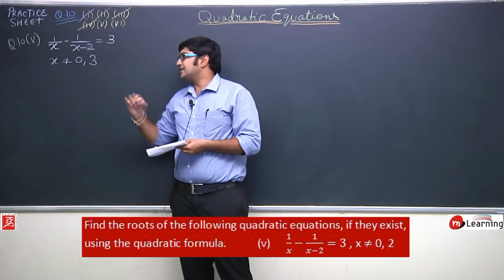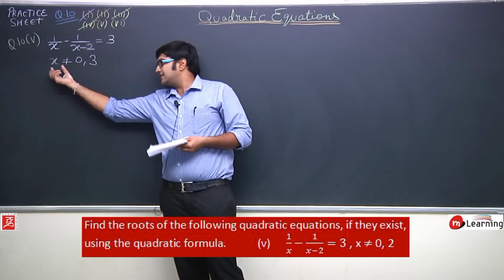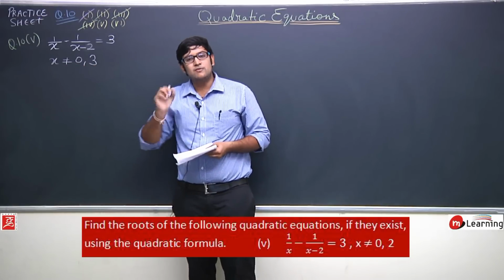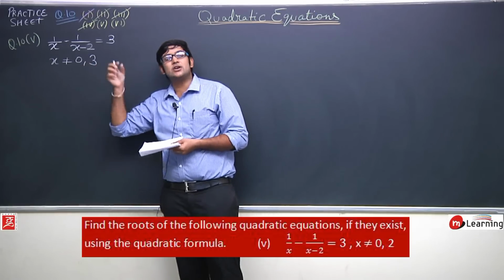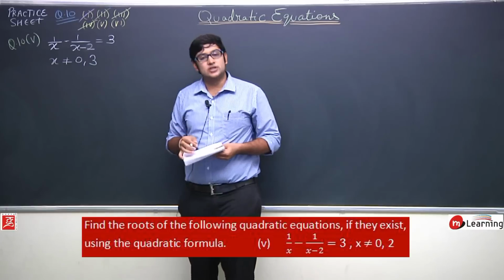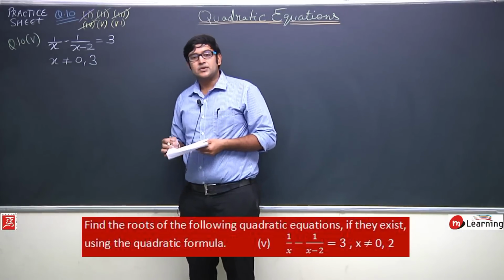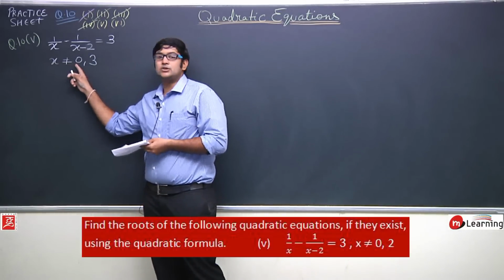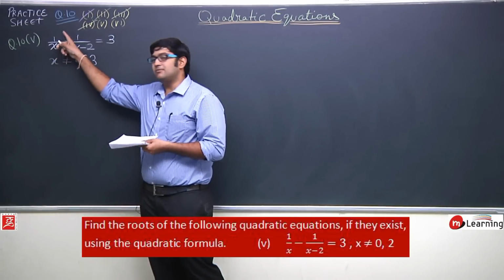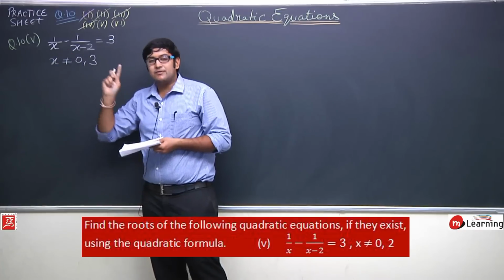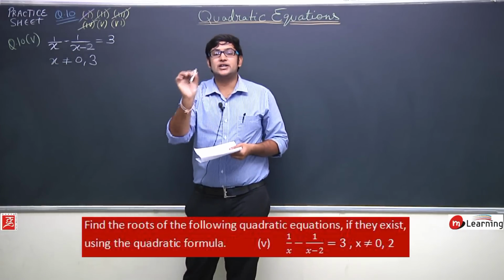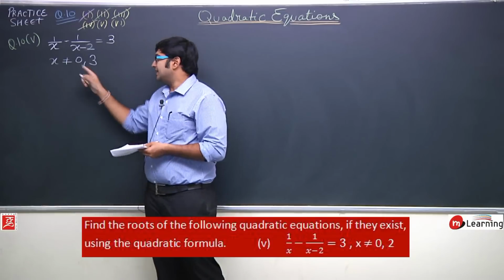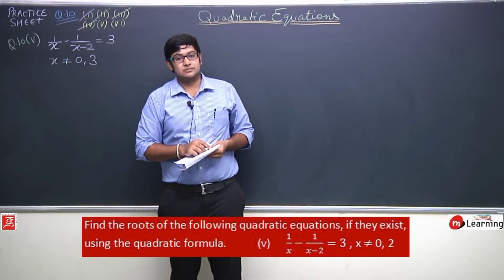Now you can see that there is a condition given that x is not equal to 0 and x is not equal to 2. Do you know why this condition is given? Because when you substitute the value of x as 0, this expression will become 1 upon 0. But 1 upon 0 is not defined. Okay? 1 upon 0 defined नहीं होता. So इसीलिए x का वैल्यू 0 नहीं ले सकते.